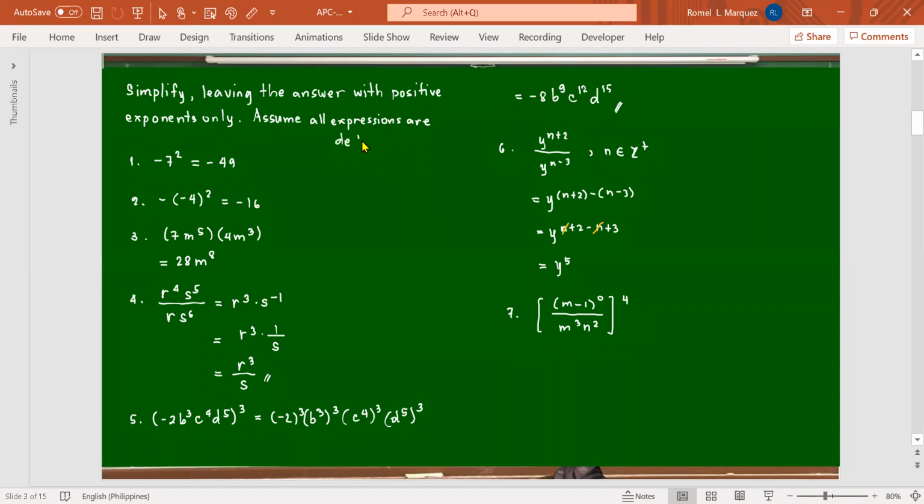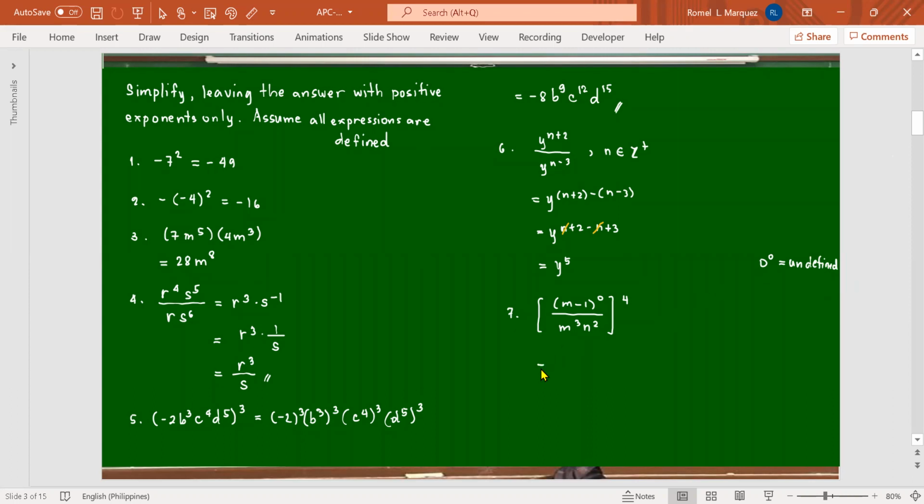What does it mean? Assume that the values you assign to the variables will make every expression here, even the given, defined. Okay, guys? We'll have no problem. So for instance, here, we do not want m and n to be 0. Also, we do not want m to be 1, because if m is 1, 1 minus 1 is 0, and 0 to the 0 is not defined. Okay, guys? 0 to the 0, undefined. Clear, children?